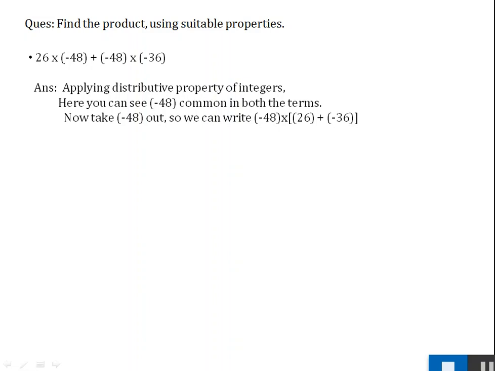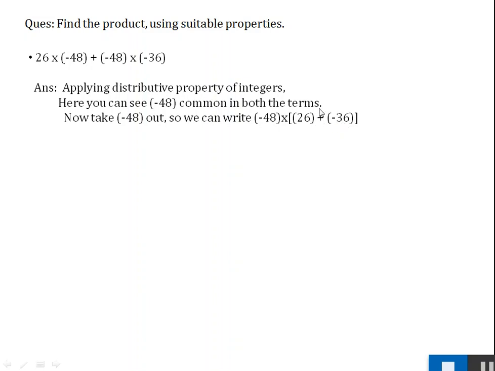So what can we write? Negative 48 into (26 plus negative 36). When you take negative 48 out, what is remaining in the first term is 26 and what is remaining in the second term is negative 36. That is what you wrote here. Negative 48 into (26 plus negative 36).